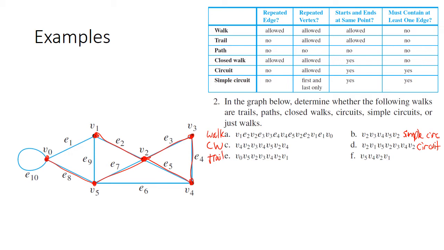All right, and let's do the last one. So I start at V5, and then I go to V4, and then I go to V2, and then I go to V1. Okay, so I didn't repeat anything here, but it's not closed, so that is going to be a path.